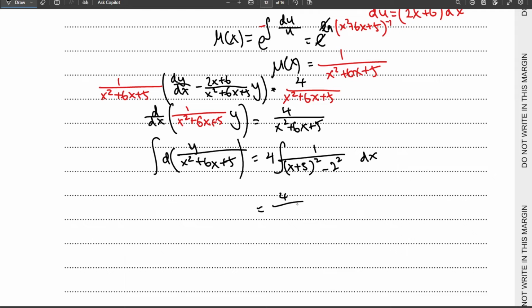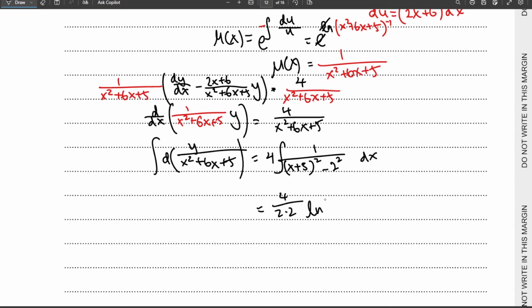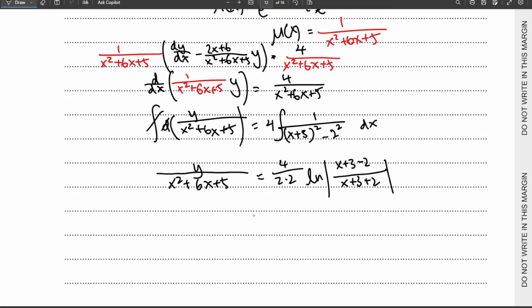So we have 4 divided by 2 times 2, then natural log of x plus 3 minus 2 over x plus 3 plus 2. And on the left-hand side, the integral and the differential cancel out each other. We'll have just whatever expression we had before. Okay, so we go ahead and simplify a bit further.